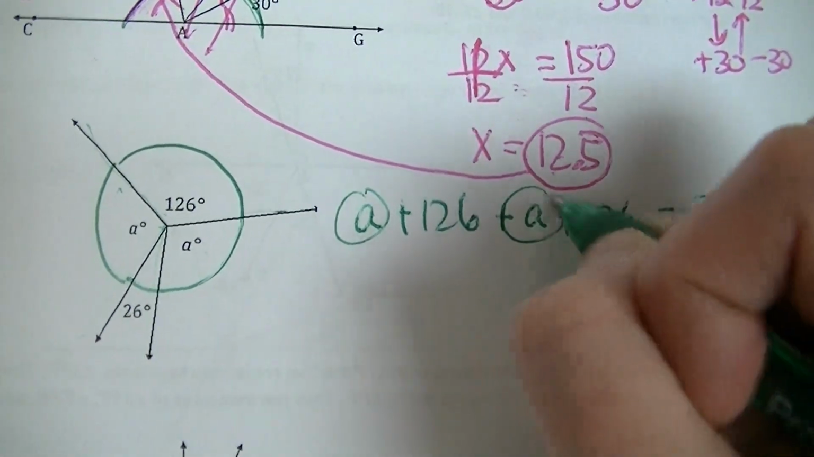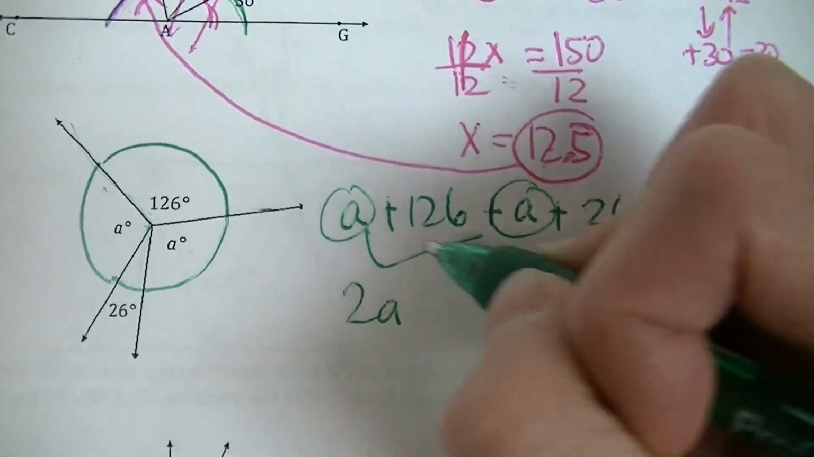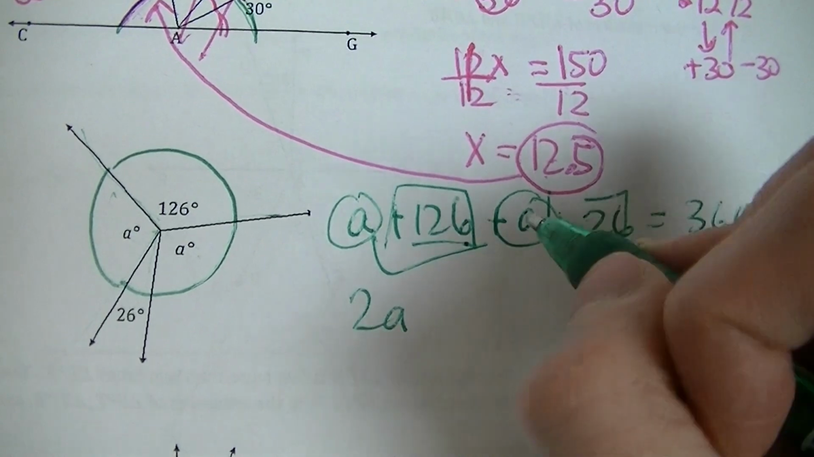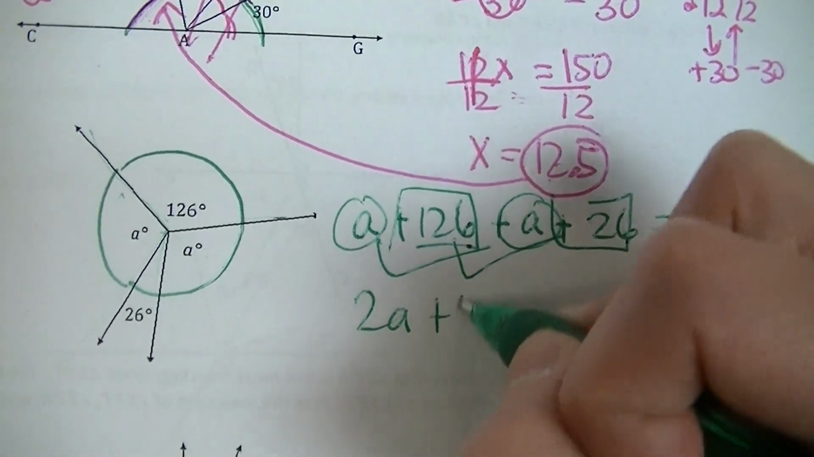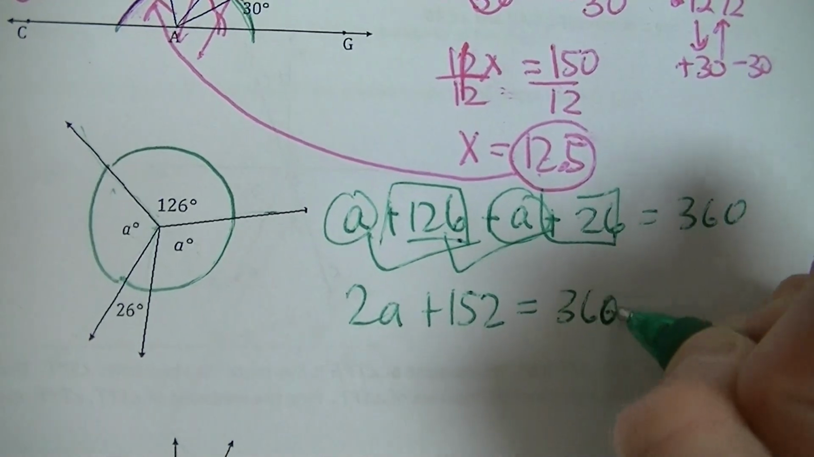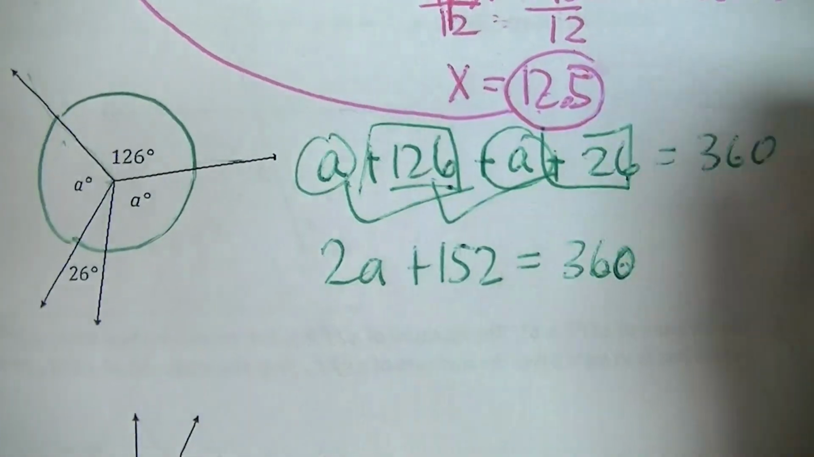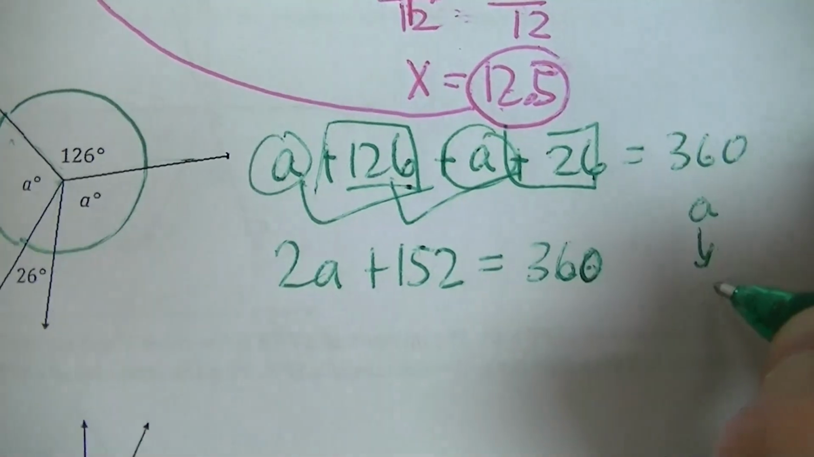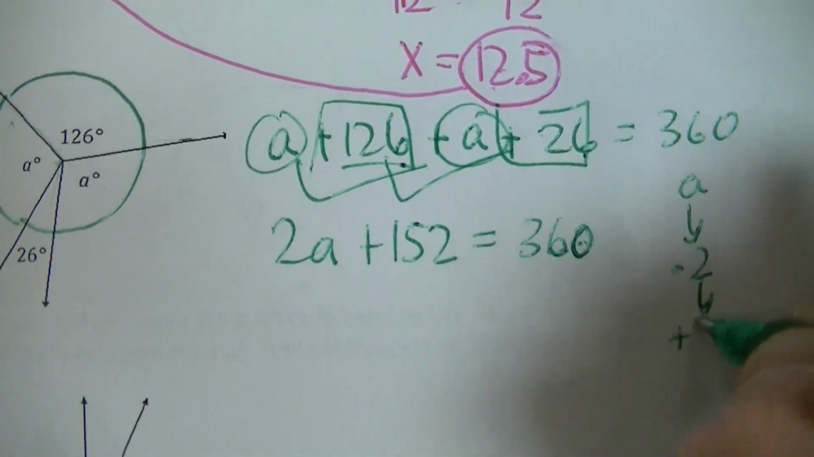Combine your like terms before you build it. A plus A is 2A. Then we got 126 plus 26. 126 plus 26 is positive 152. Bring down your equal sign, bring down your 360. Now build it, because you have one variable just on one side of the equal sign, so we're good to build. Okay, start by timesing it by 2, and then we added 152.